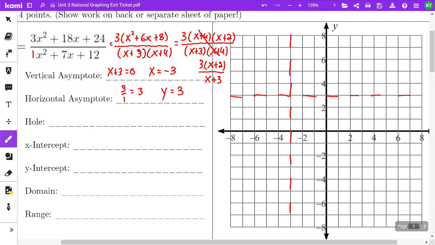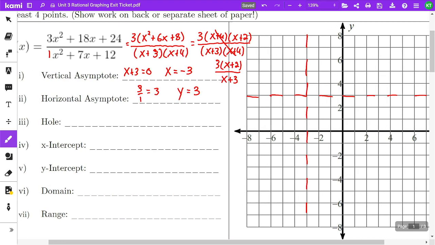All right. Next, I'm going to determine my hole. So my hole is where I cross something out. I crossed out this x plus 4. So to get my x coordinate, I will just set that equal to 0. So x plus 4 equals 0. X will equal negative 4. And to get my y coordinate of my hole, I'm going to have to plug that back into my simplified version of my function, because if I plugged it back into my original, that would give me 0 on my denominator, which would not help me any.